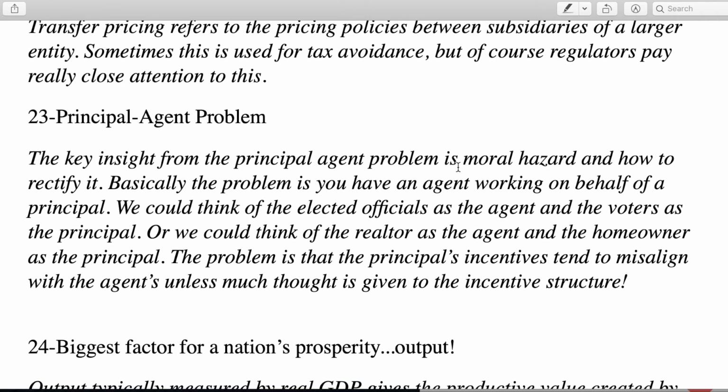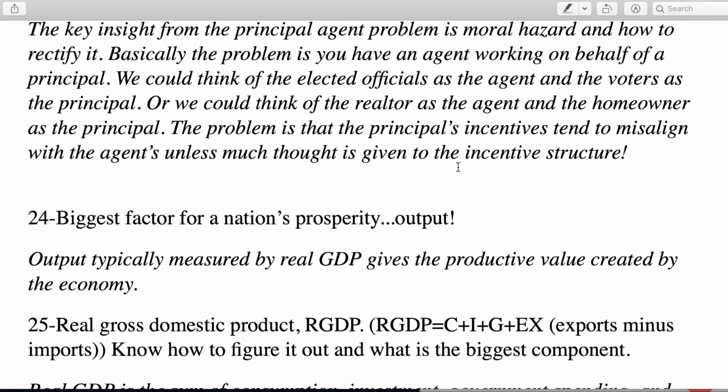Principal agent problem. The key insight from the principal agent problem is moral hazard, right? And then how to rectify it. The idea is you've got some principal, and then you've got some agent that's acting on behalf of the principal.